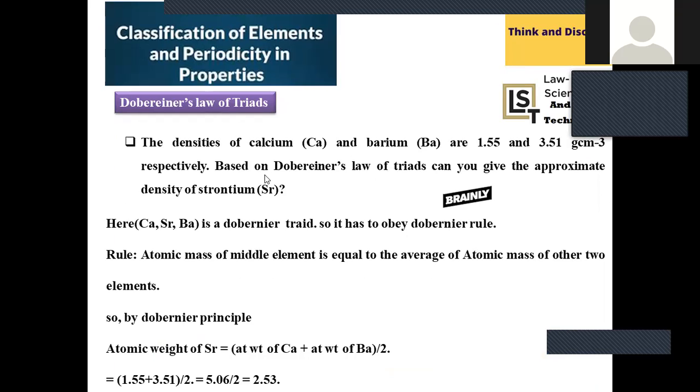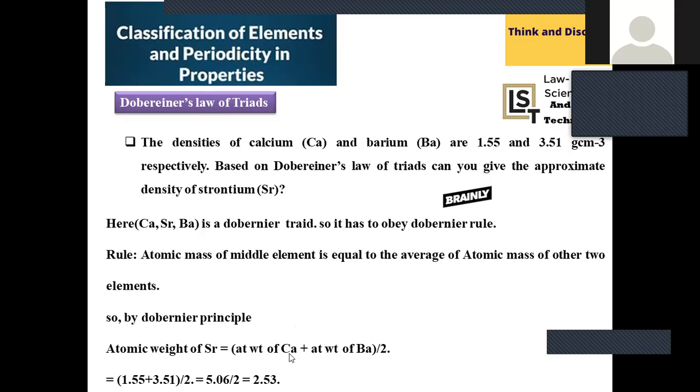What do we have to establish? The density of strontium. In a similar manner to how we used the average of the first and third element, the same method can be used here. I collected this answer from Brainly. Thank you. Here, calcium, strontium, barium are regarded as Dobereiner triads, so they obey the Dobereiner rule. What is the rule? The mean of the first and third element should be exactly equal to the second element. So by the Dobereiner principle, the atomic weight of strontium is the atomic weight of calcium plus the atomic weight of barium, divided by 2.